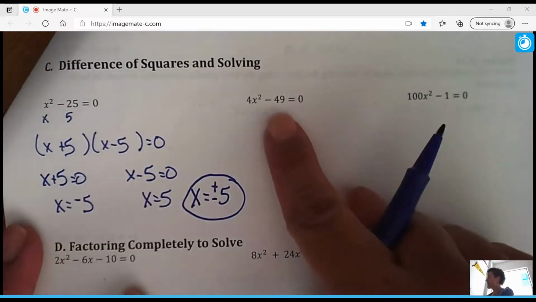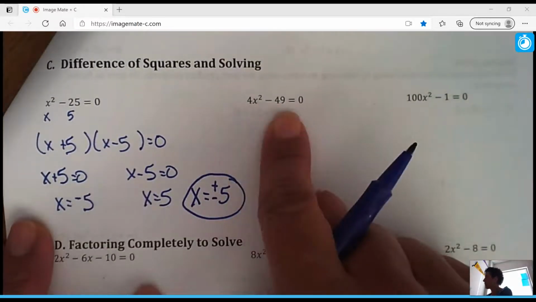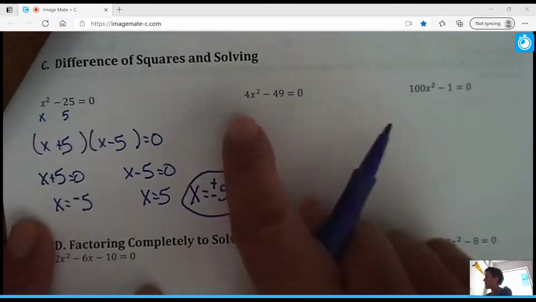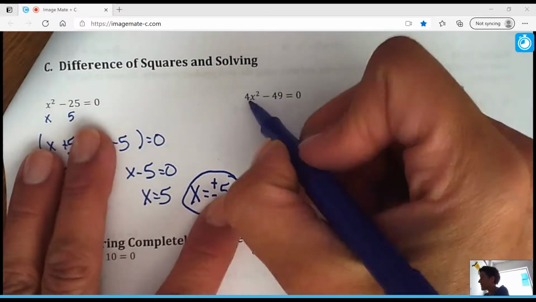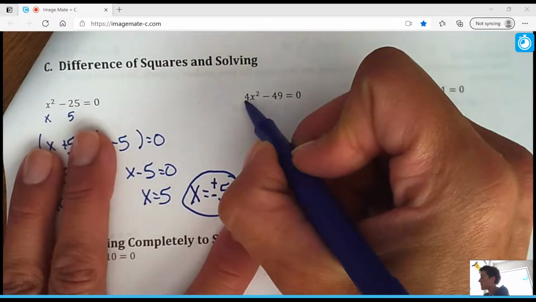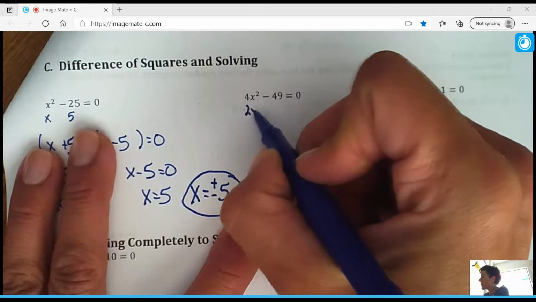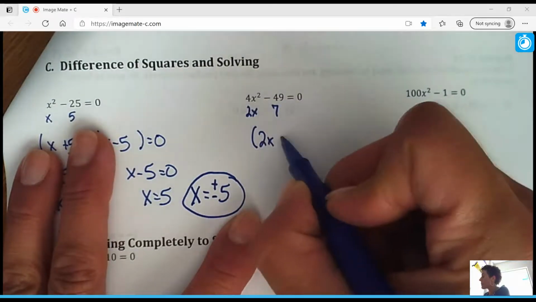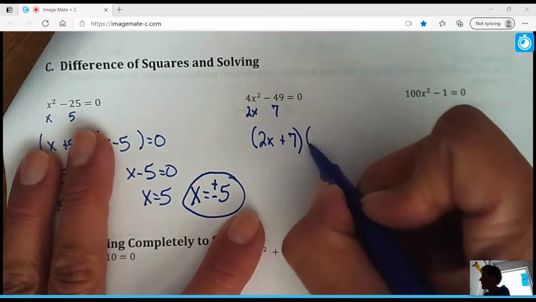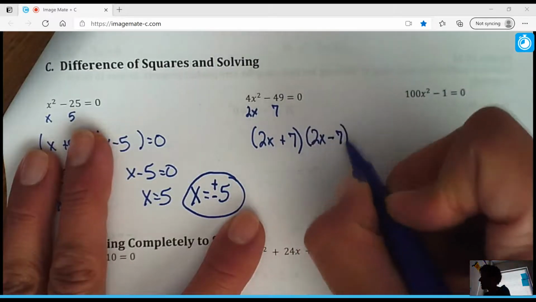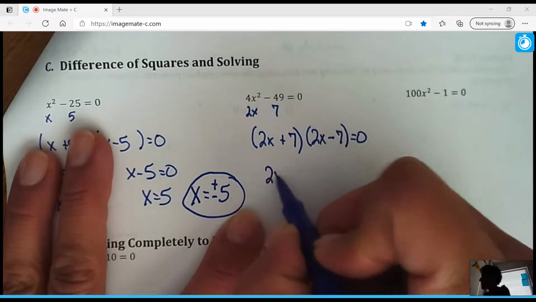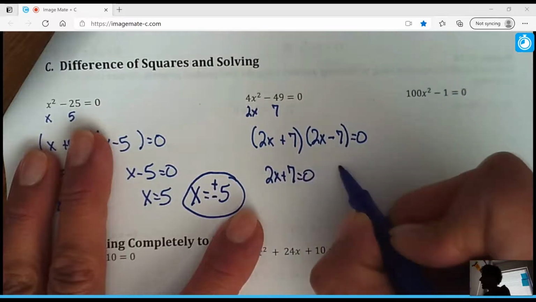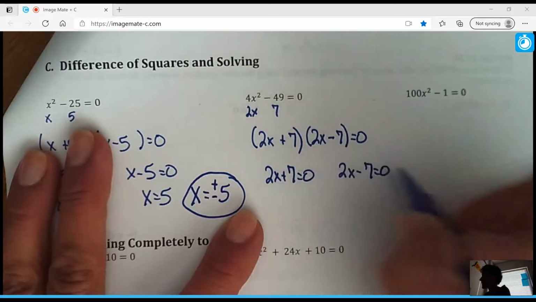Let's take a look at this example. So again, it is in standard form. It's just missing its middle term. There is not a GCF, but it is a difference of squares. So the square root of this term is 2x, and the square root of 49 is 7. So from there, I can make a 2x plus 7, a 2x minus 7. And now I can use my 0 product property, set each factor equal to 0, and solve.